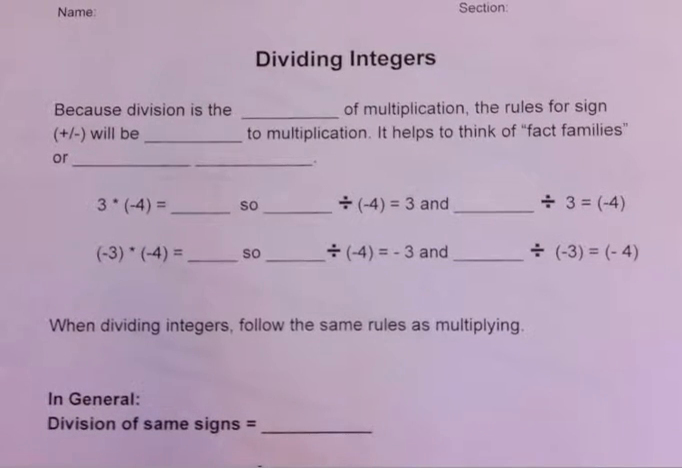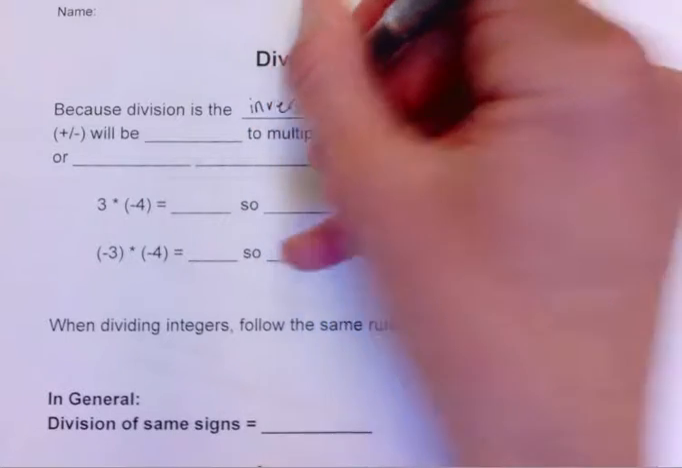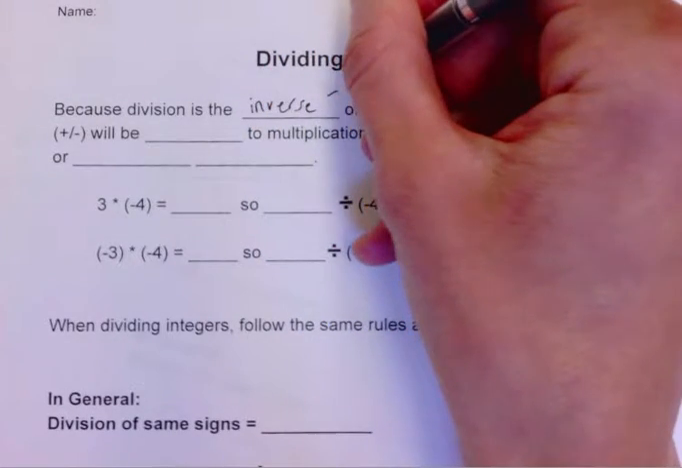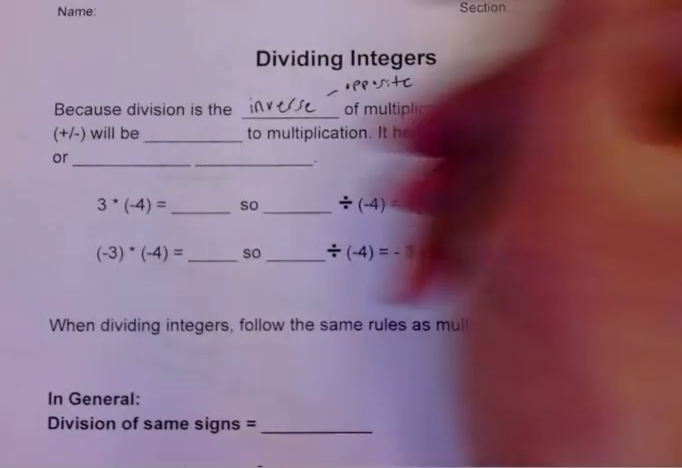Okay guys, this video is about dividing integers. Because division is the inverse of multiplication, inverse is a fancy way of saying opposite, the rules for whether something is positive or negative will be related to multiplication.